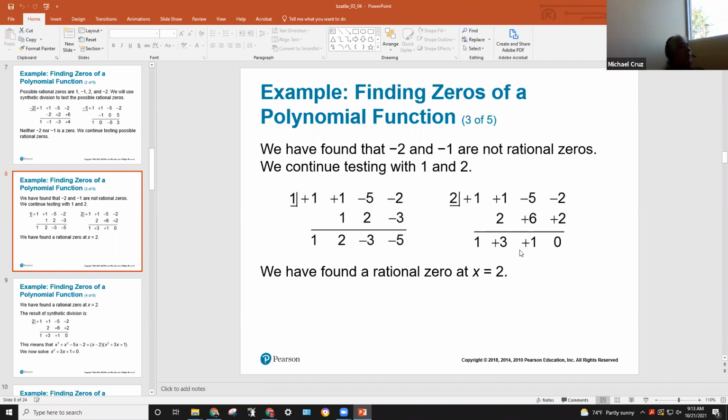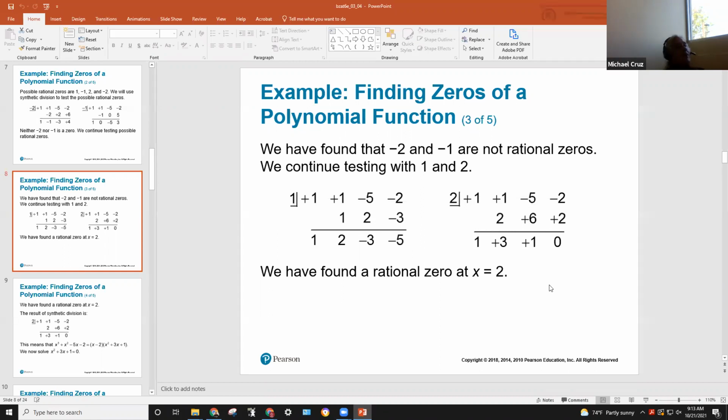But on the last one, which is the worst case scenario, 2 over 1, and 1 comes down and then multiply. 2 times, I'm sorry, 2 plus 1 is 3. 2 times 3 is 6. Add up to 1. 2 times 1 is 2.